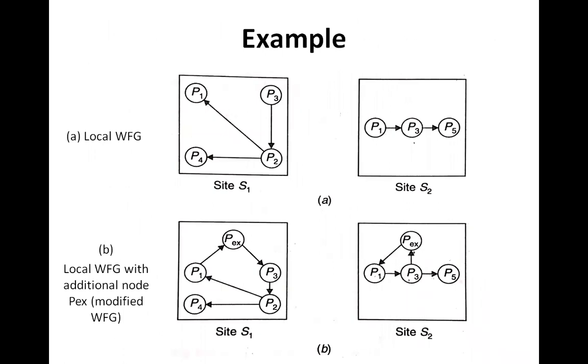And how it is done, let us go with the example, then it will be more clear. Suppose we have two sites, S1 and S2. This is the S1 site and this is the S2 site, and each site maintains its local wait-for graph. This wait-for graph says that P2 is waiting for P1, P3 is waiting for P2, and P2 is waiting for P4. This is the local WFG maintained by site S1. At site S2, P1 is waiting for P3 and P3 is waiting for P5.